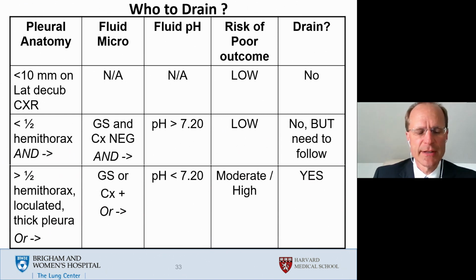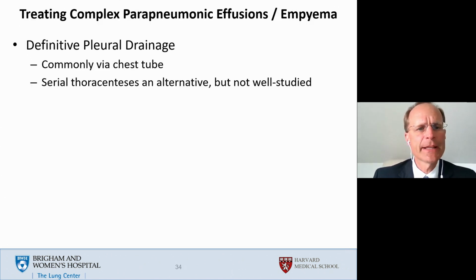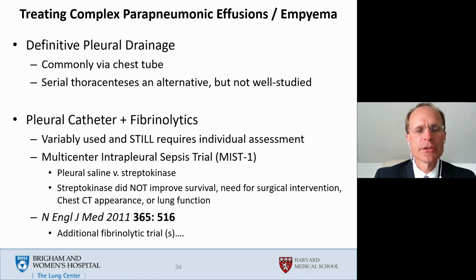If the pleural effusion is greater than half the hemithorax, or loculated, or has thickened pleura, or the gram stain or culture are positive, or the pH is less than 7.2, which it was in this case, then the risk of one of these complications is high, and the effusion needs to be drained entirely and kept drained until the patient has resolution of their infectious process. There are many definitive pleural drainage strategies, most commonly done via now smaller bore chest tubes placed by interventional radiology or interventional pulmonology. The use of fibrinolytics to promote drainage and break up any loculations has been studied in several trials.